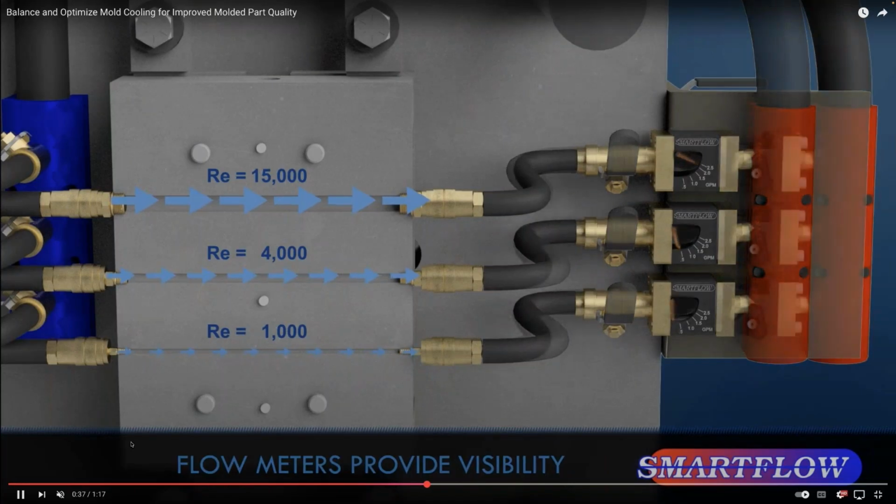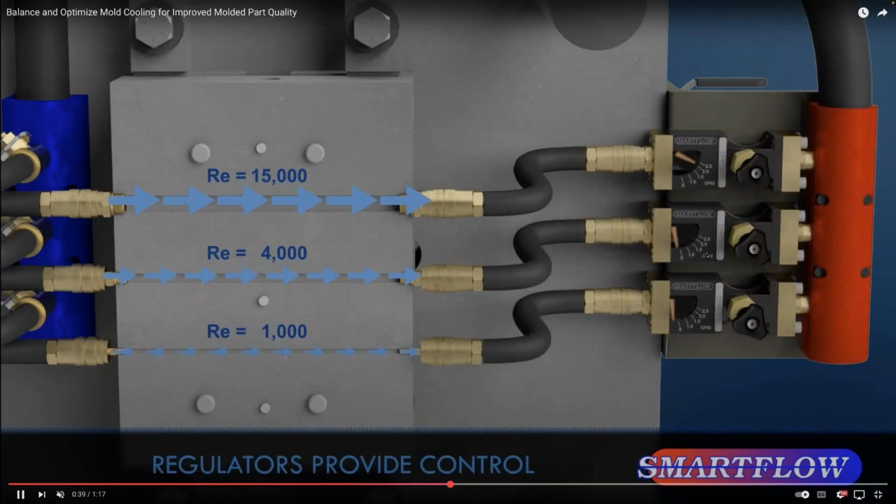So then what we can do is we can add regulators, and we're going to dial back that first circuit to get to that 6,000, that sweet spot between the 4 and 8 on that first circuit. And as a result, it's pushing water to the next circuits. So we went from a 4,000 to a 9,000 and 1,000 to 3,000.